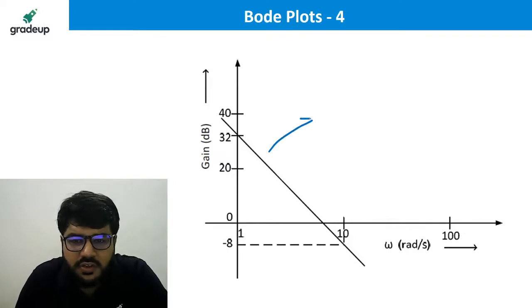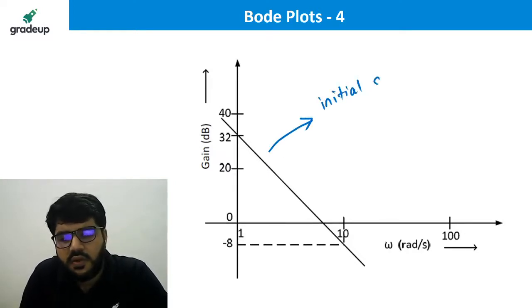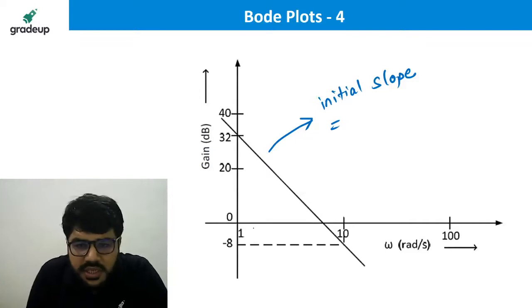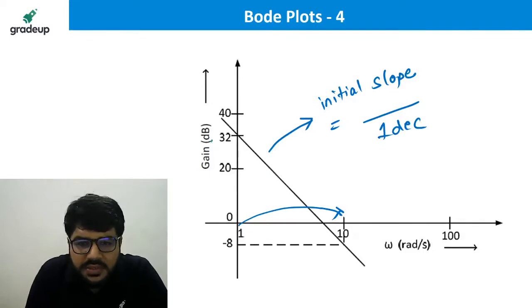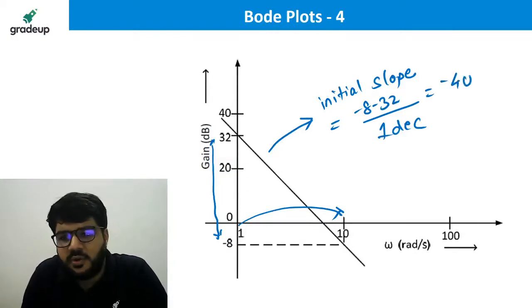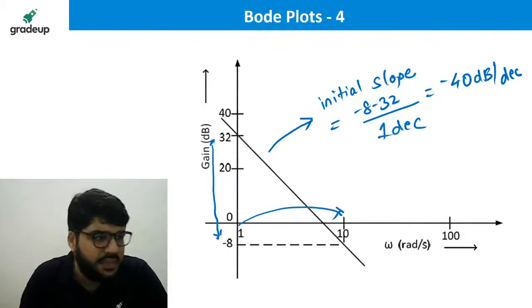Looking into this, first of all, what is the initial slope? Yes, this is a simple question to be answered quickly for 1 mark. Initial slope: see, the frequency changes by 10, so the frequency is 1 decade, and the magnitude changes from 32 to minus 8, so minus 8 minus 32. The initial slope is minus 40 decibel per decade. It is seen from the graph.